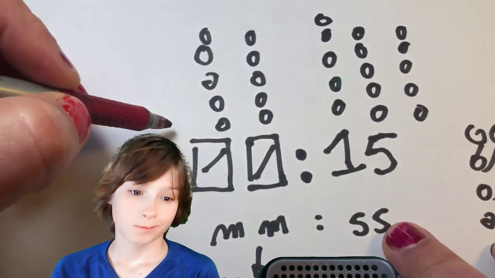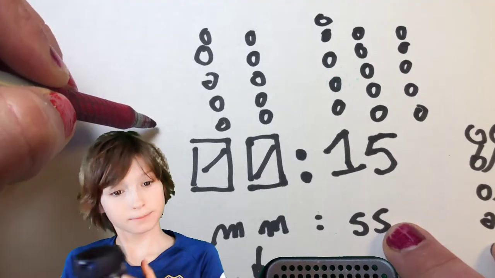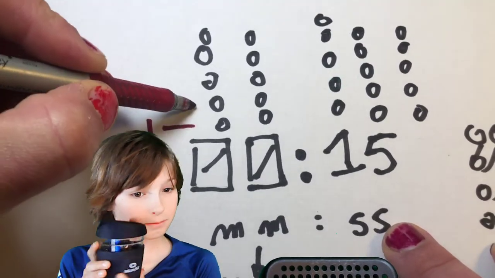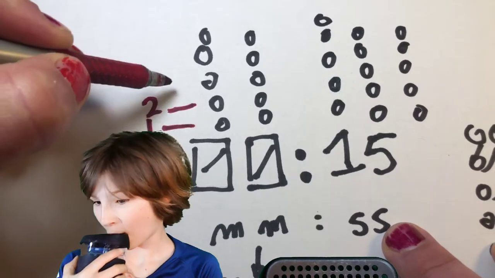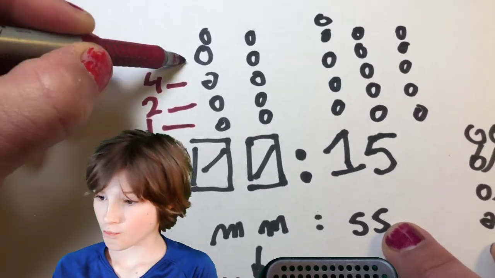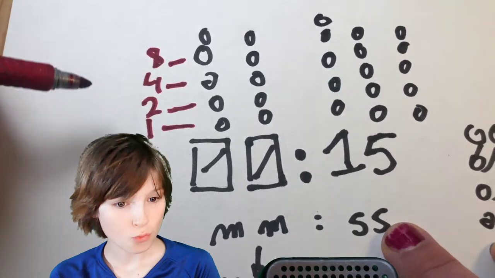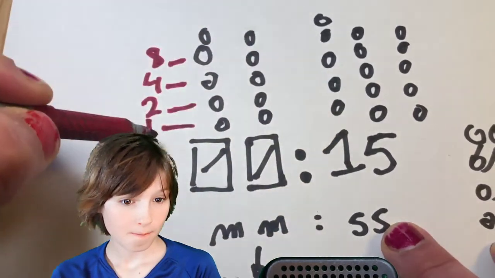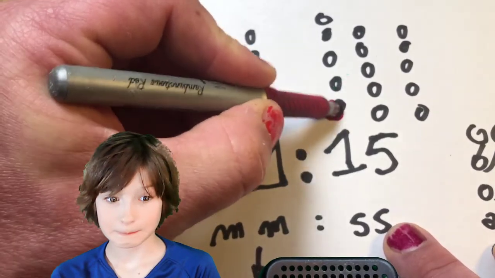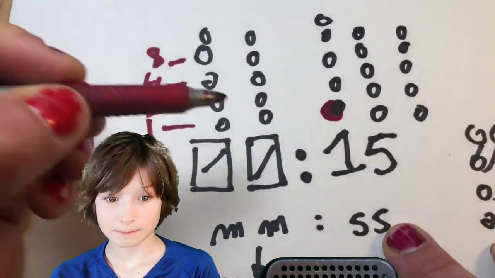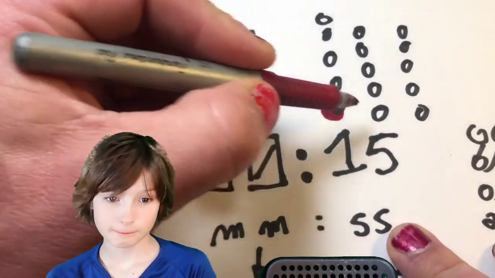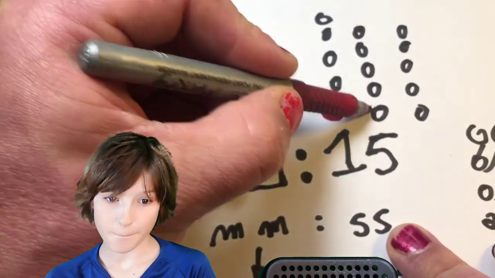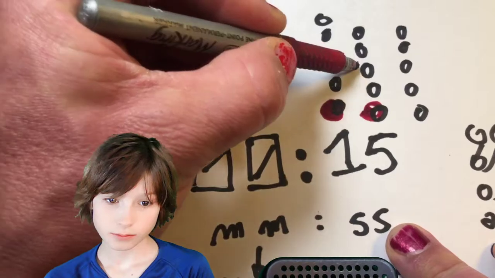These are going to be the ones. This is going to be value 2, 4, 8. So this 1 is equal to 1. So this one is going to be a red dot. 5 is 1 plus 4. So 5 is going to be this red dot plus this red dot.